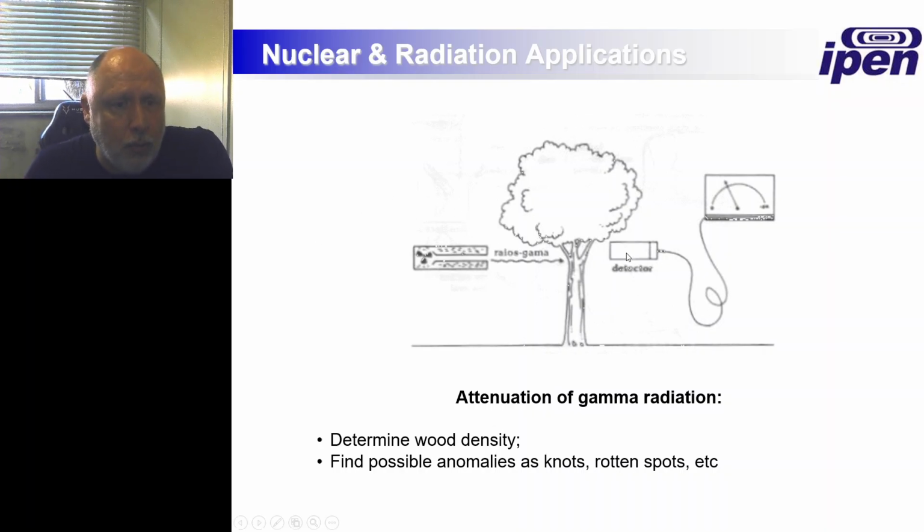So we can use gamma ray absorption to discover empty parts inside a tree, just like you do with an X-ray, right? And you find out, okay, this tree is rotten on the inside, we have to take it down. Can also find knots, for instance, or whatever. Yeah, you can find insects that live inside the tree or something.